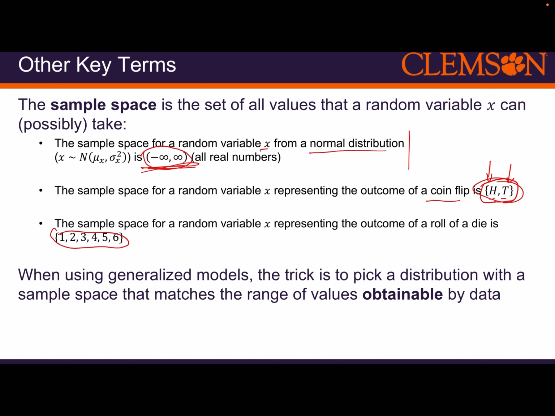So what we end up doing is changing the distribution that we assume in the model, thereby making it what's called a generalized linear model or generalized model. And why I'm talking about all this is because when we get to generalized linear models, the trick is to pick a distribution with a sample space that matches the range of values obtainable by data, right? So for height, a normal distribution might fit that pretty well. Whereas for number of naps in 30 days, you would need a distribution that would basically have a 0 lower bound and potentially an infinite number for the upper bound.